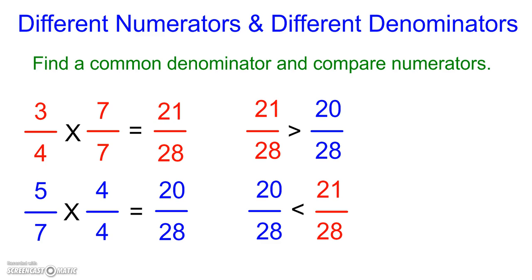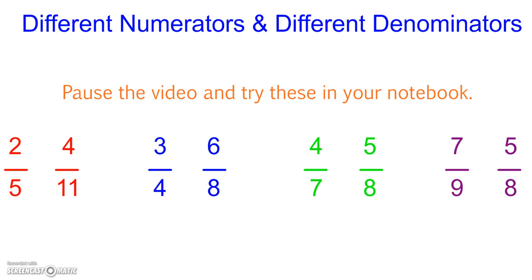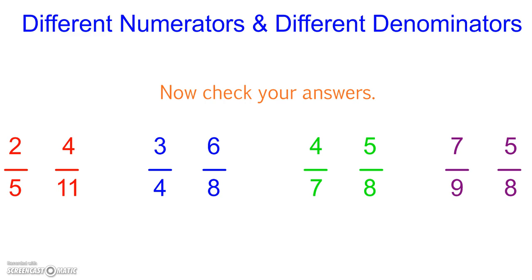Then since I know that these comparisons are true, and these are equivalent fractions, I can now conclude that 3/4 is greater than 5/7, or I could say that 5/7 is less than 3/4. And so I've proven it with my magic 1 technique. Pause this video and try these in your notebook using the equivalent fraction magic 1 technique for yourself. Now check your answers.